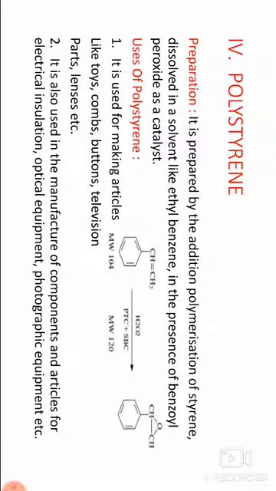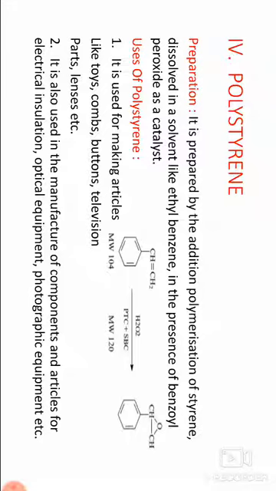Next one, polystyrene. It is prepared by the addition polymerization of styrene dissolved in a solvent like ethyl benzene in the presence of benzoyl peroxide as a catalyst. This is also an addition polymerization reaction. In this reaction, ethyl benzene and benzoyl peroxide catalysts are used. These catalysts are more favorable in this reaction and speed up the reaction.